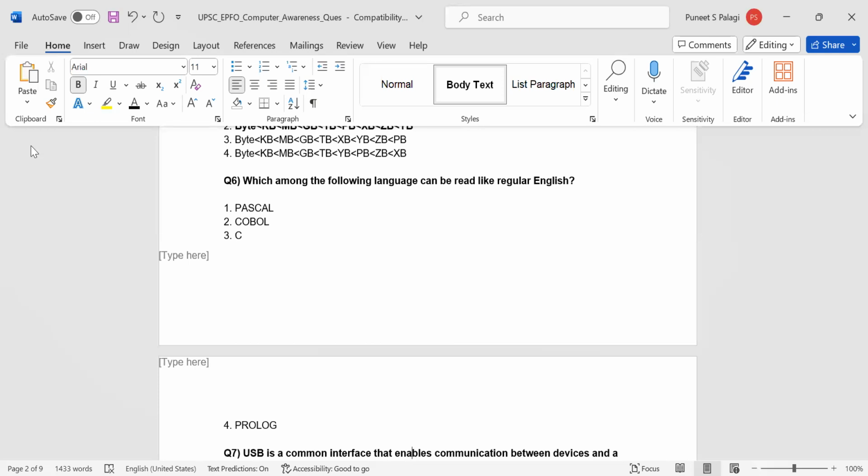So why is it the right answer? I told you. It has most English-like words, prepositions such as from, through, to. Okay. So the answer for this is COBOL.